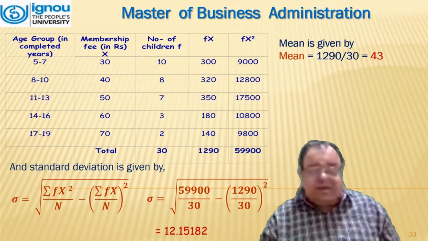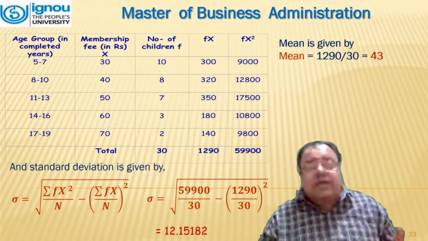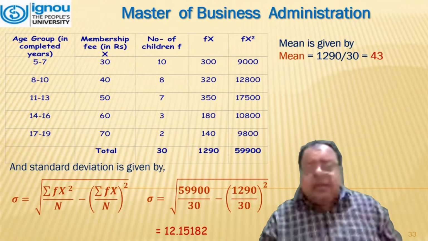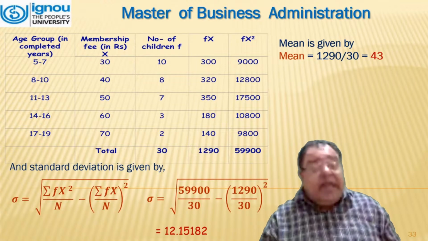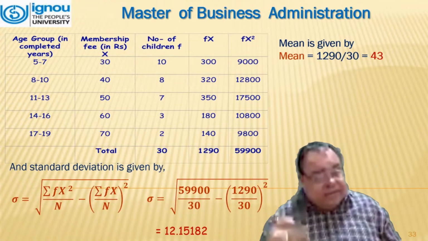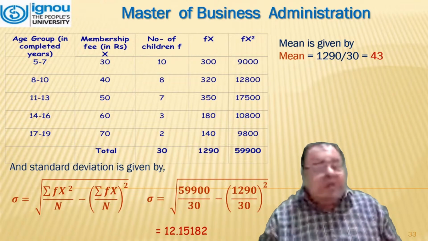30 into 10, that is 300. 40 into 8, 320. Similarly, we will go till the last, that is 70 into 2, 140. We will be adding. That means first of all we need summation of f, that is n, which comes out to be 30. Summation of fx comes out to be 1290. And in the last column we have to square x, and then multiply it by frequency. That means 30 square is 900, 900 into 10 is 9000. Similarly, we will evaluate for all of the elements, and in the last we will add.